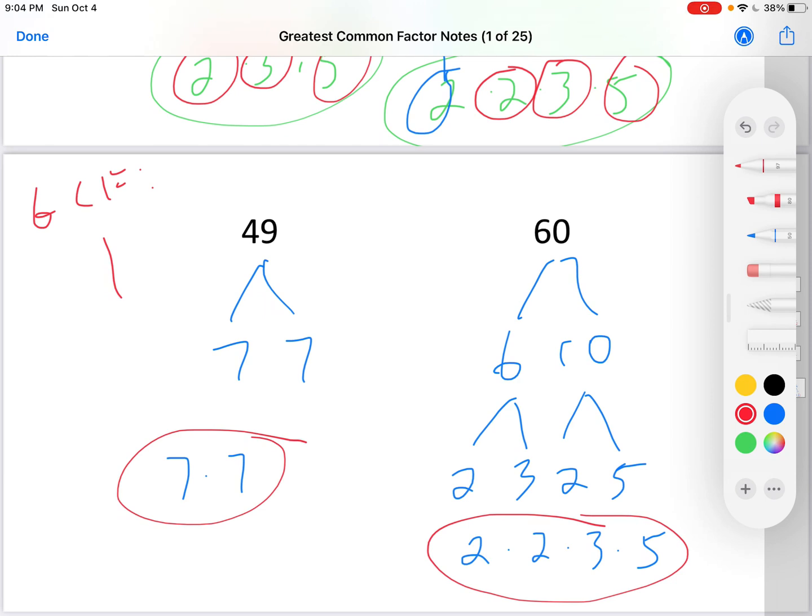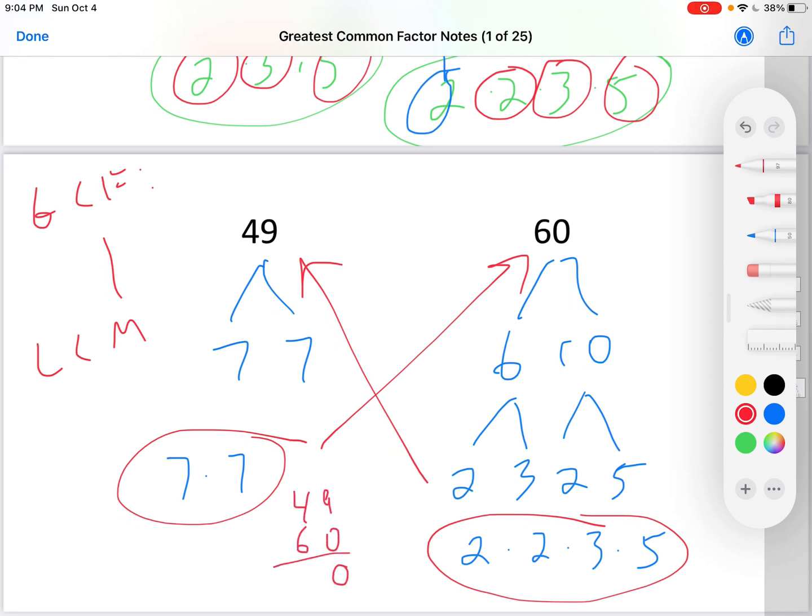Remember, these two are called mutually prime. They have nothing in common, therefore the greatest common factor is 1. Now, finding the LCM. Well, the LCM is what is uncommon times the other number. So in this case, it would be 7 times 7, which is 49, times 60, or 2 times 2 times 3 times 5 times 49. In either case, it's 49 times 60. 6 times 9 is 54. 6 times 4 is 24, plus 5 is 29. The LCM is 2,940.